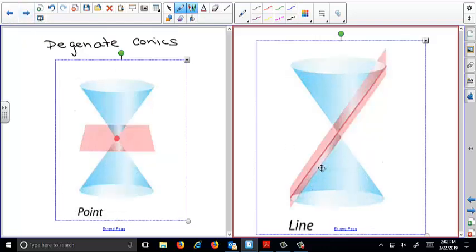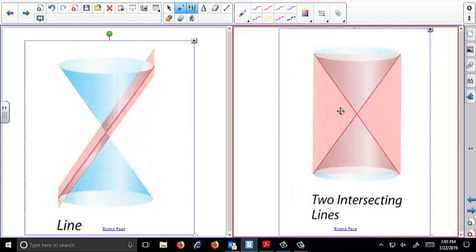If you have the plane aligned with the angle of the cone but going through the origin, then you have a line. If it's not aligned with the origin, then you have a parabola. And if you have a plane that's parallel to the axis of the cone, and it goes through the origin, then you have two intersecting lines. But that's just kind of a special case.